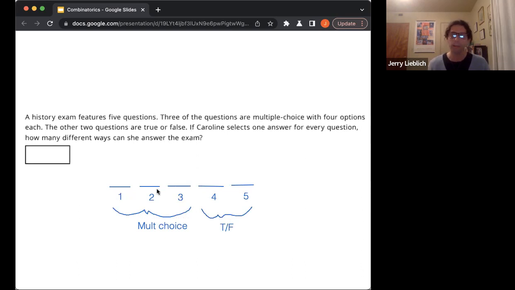So now we need to think about, okay, I've got my 5 slots, I've labeled them. How many choices do I have for each one? Well, I have 4 options for each of the multiple choice questions, and then 2 options for each of the true false questions. I multiply these all together, and I get 256.